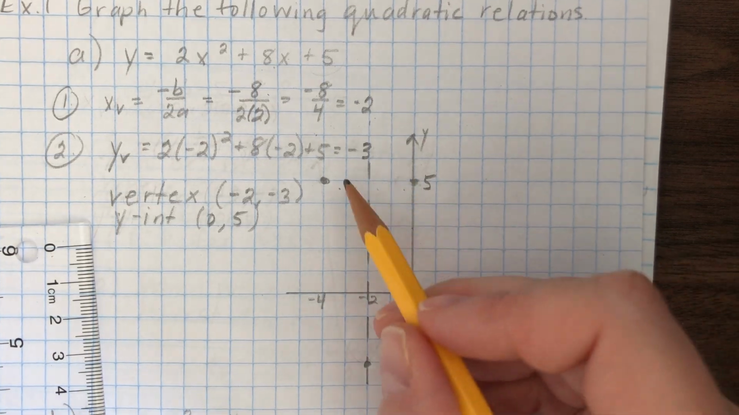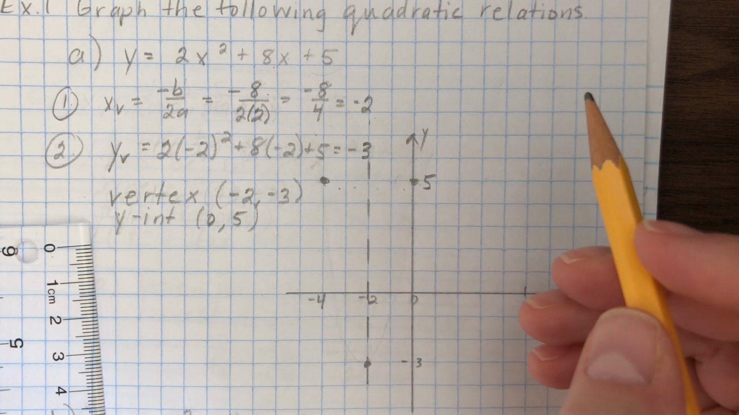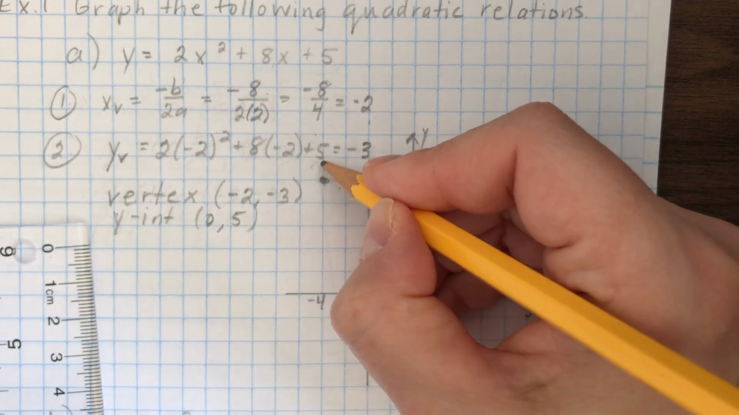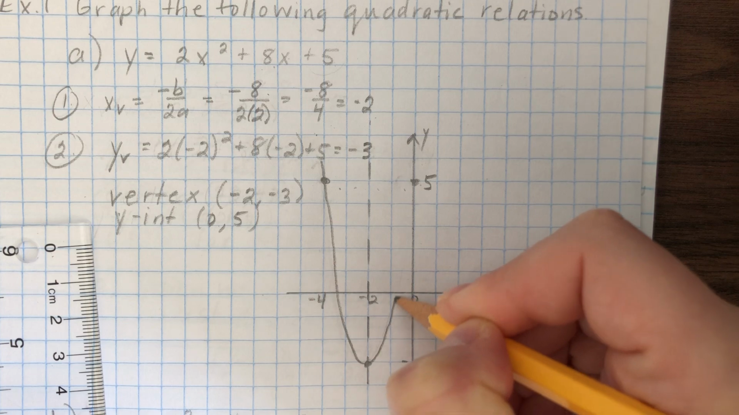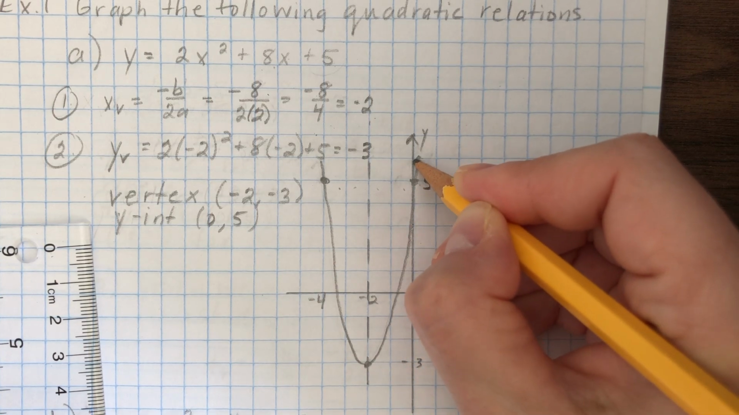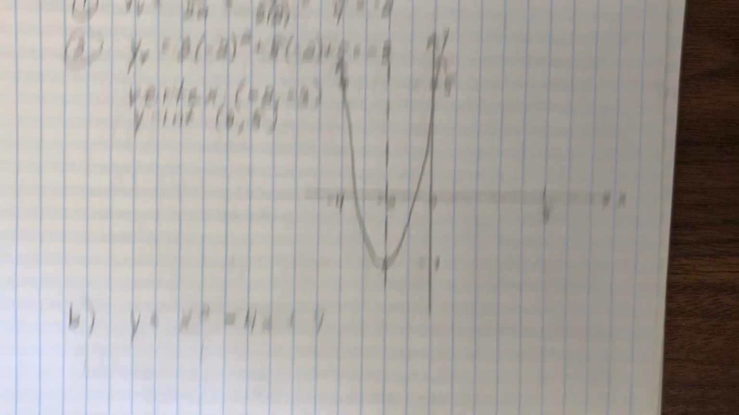Okay, so now that I've used symmetry to plot this third point on the other side of the axis of symmetry, my last step, step 4, is to draw a smooth curve through these 3 points to get my parabola. Don't forget to put the arrows on the ends. Okay, let's look at another example.